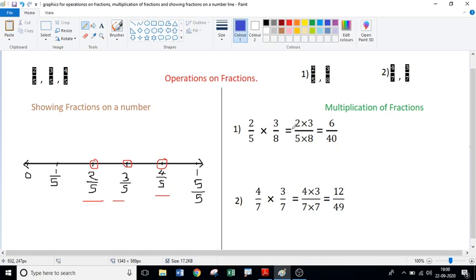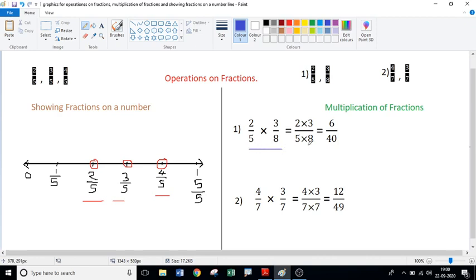Let's consider the first example, 2 upon 5 multiplied by 3 upon 8. While multiplying, you don't have to see whether their denominators are equal. All you need to do is multiply numerator by numerator and denominator by denominator.